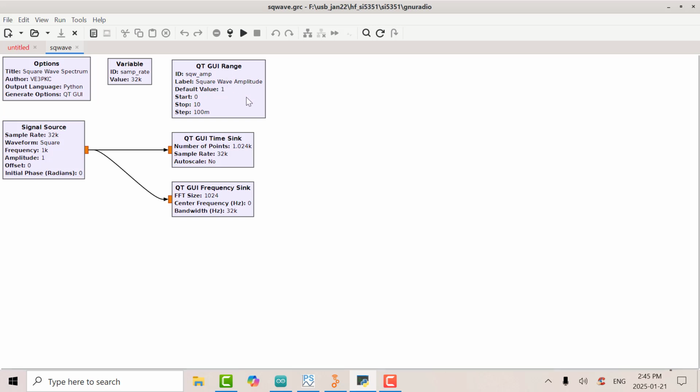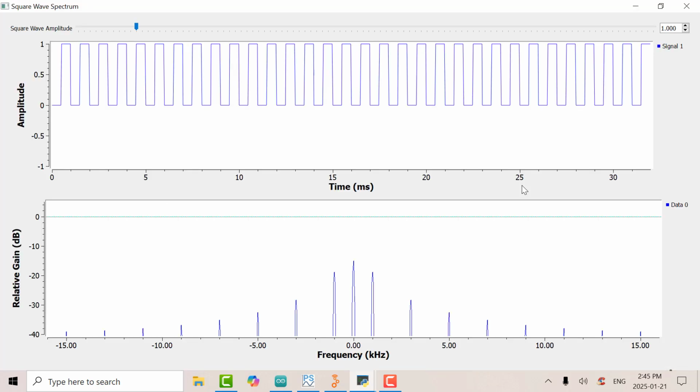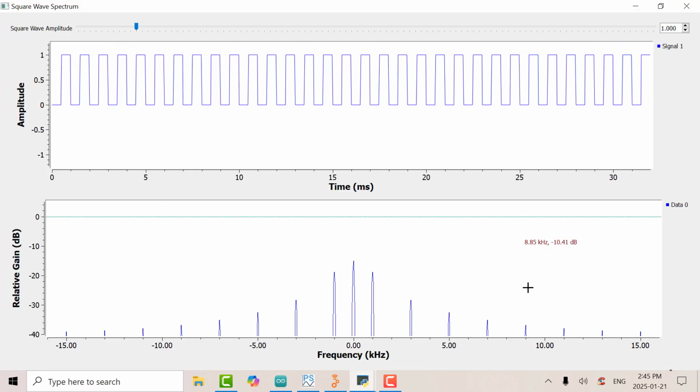What I'm going to do with the amplitude is I'm going to vary it till the first component goes to 0 dB, and then I can directly read the difference between the third and the fifth. So let's run this and see what happens. So there we are there. There's a scope and there's a spectrum analyzer. So there's my range variable.